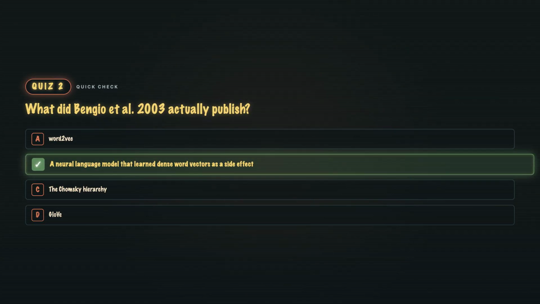B. A neural probabilistic language model. The primary goal was next word prediction. Learning dense word embeddings was a byproduct of needing a numeric input. That side effect turned out to be the whole future of NLP.